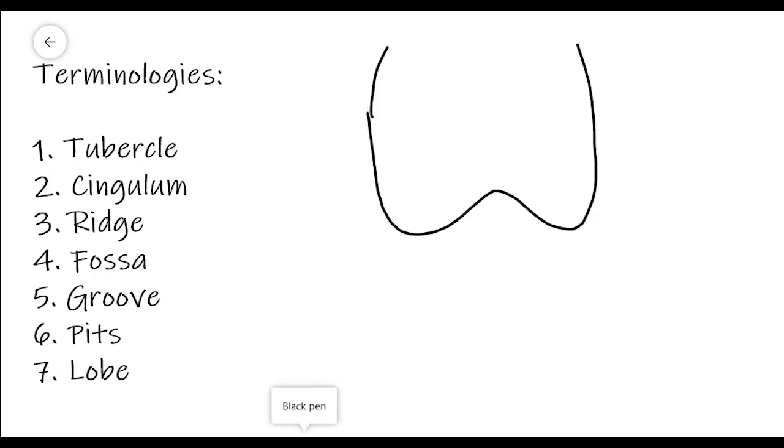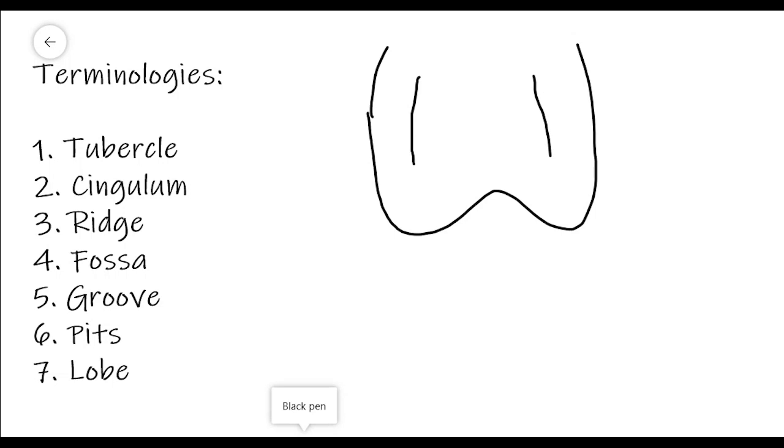Now talking about a ridge. Now what is a ridge? The definition of ridge is a linear elevation that is present on any tooth surface, for example the buccal surface, mesial surface, or a distal surface. Now these are basically slight elevations, like for example on a buccal surface of the tooth you can see these elevations. These are slight elevations that are present on any surface of a tooth.